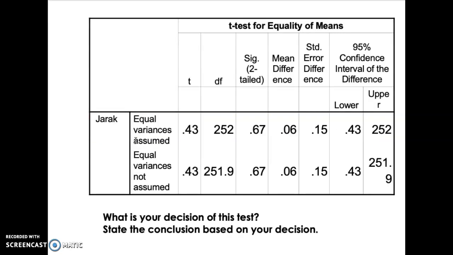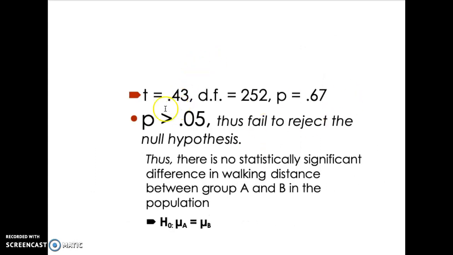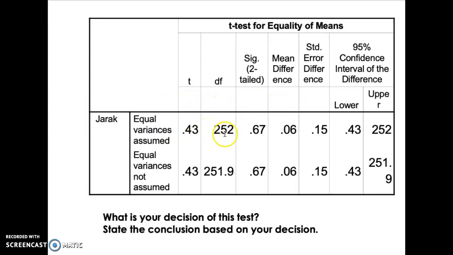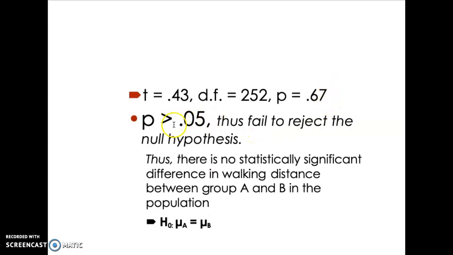Now we need to look at the t-test for equality of means. You need to read the first row, which is equal variances assumed, and go to the significance two-tailed, then look at the p-value. So what is the decision of this test? From the t-test, t is equal to 0.43, df is 42, and the p-value is 0.67. So p is more than 0.05, thus we fail to reject the null hypothesis. There is no statistically significant difference in walking distance between Group A and Group B in the population.